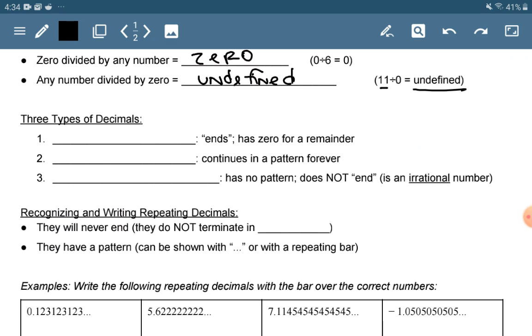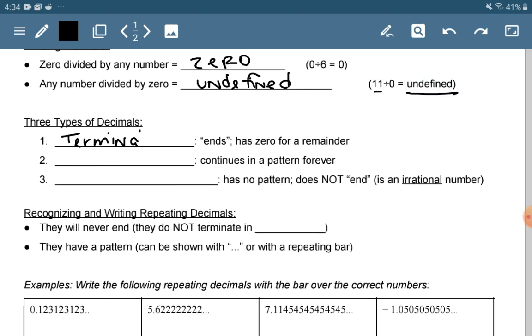We're also talking about the different types of decimals that we could encounter. So a terminating decimal is one that ends or stops, or it has 0 for a remainder. So like 5, any whole number is a terminating decimal. Or 2.67, that's a terminating decimal. So anything that ends or has 0 for a remainder.